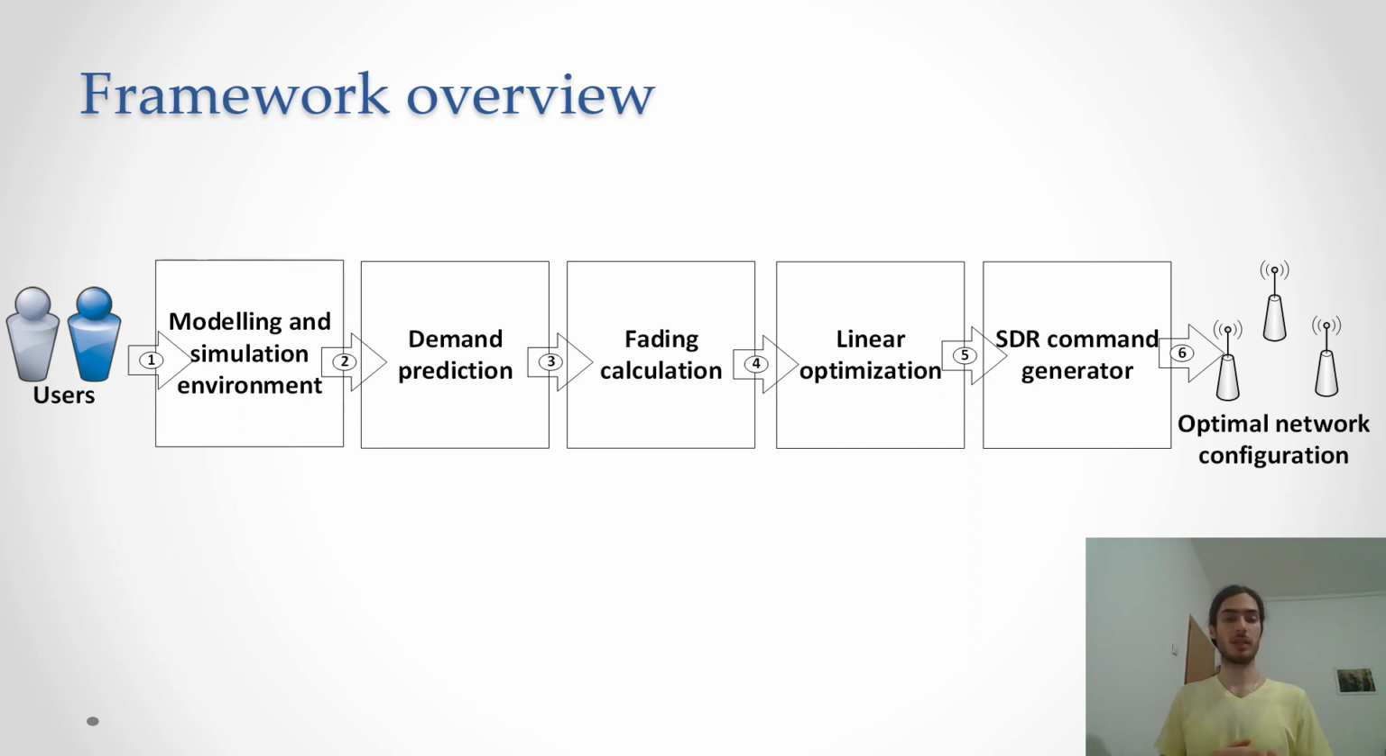When we get both the demand prediction and quality of service values, we perform linear optimization to allocate the best possible types of base stations for given city locations. Afterwards, when linear optimization is done, the results are taken as input of the SDR command generator in order to generate the commands that will be applied to the SDR infrastructure.